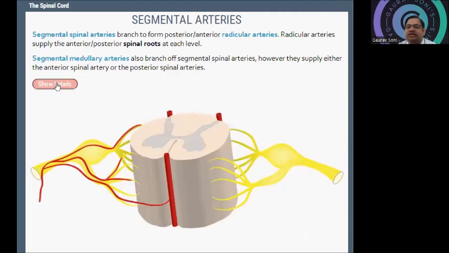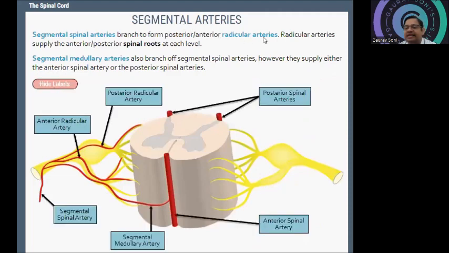The segmental spinal artery branches to form the posterior and anterior radicular arteries. The radicular artery supplies the anterior and posterior spinal root at each level. The segmental medullary artery also branches off the segmental spinal arteries. However, they supply either the anterior spinal artery or the posterior spinal artery.